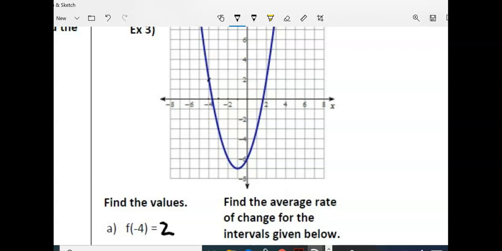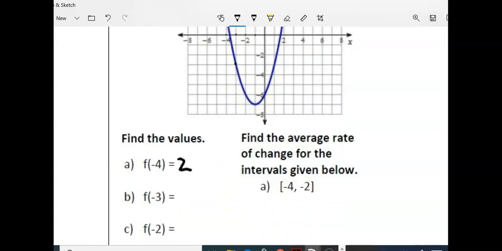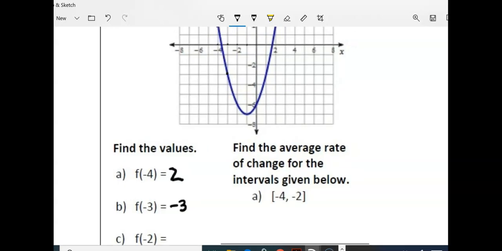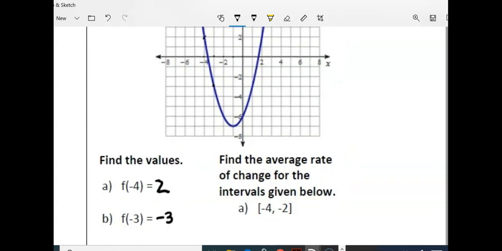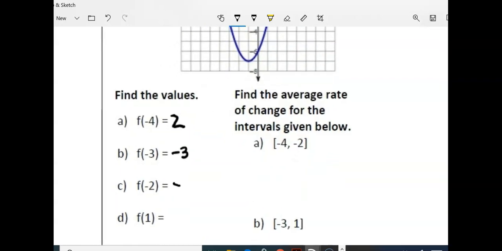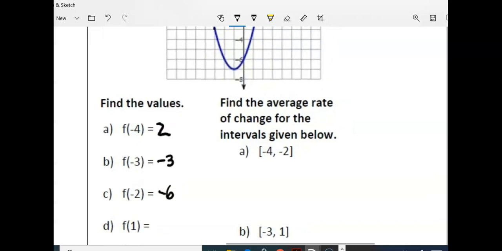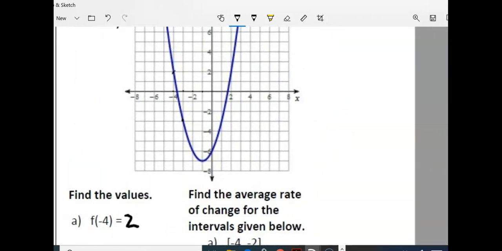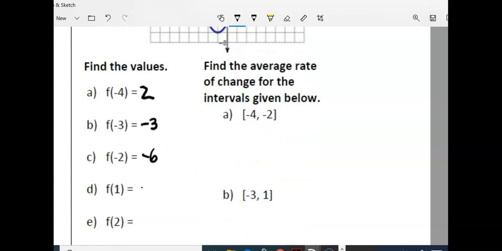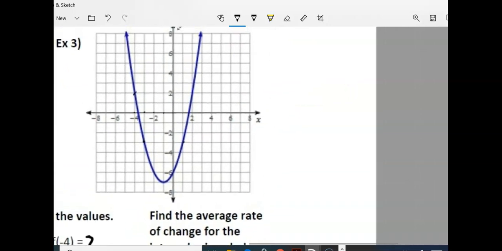If I go to f of negative 3, I'm down here to, looks like negative 3. F of negative 2, I've got to go all the way down here to negative 6. And f of 1, I'm at negative 3. And f of 2, I'm at 2.